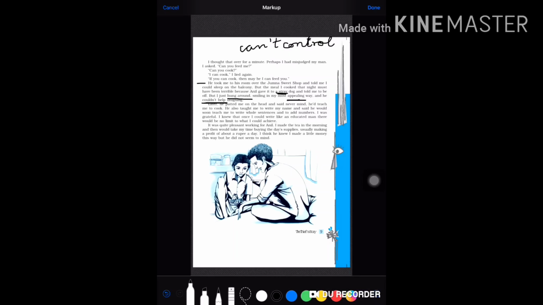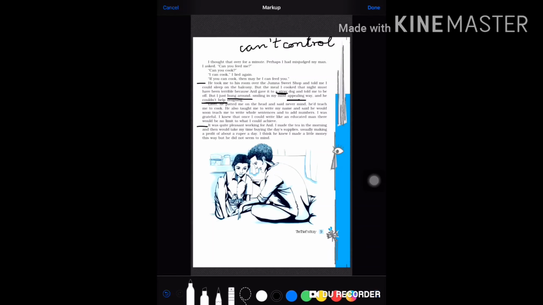He also taught me to write my name and said he would soon teach me to write whole sentences and to add numbers. I was grateful. Oh my God, he was of great help to me. He taught me how to read and write. I was a totally illiterate fellow. I knew that once I could write like an educated man, there would be no limit to what I could achieve. Means if I know how to write and read, certainly that is going to help me in my purpose of stealing. I would be more efficient. I would be an efficient thief, right? More efficient thief.